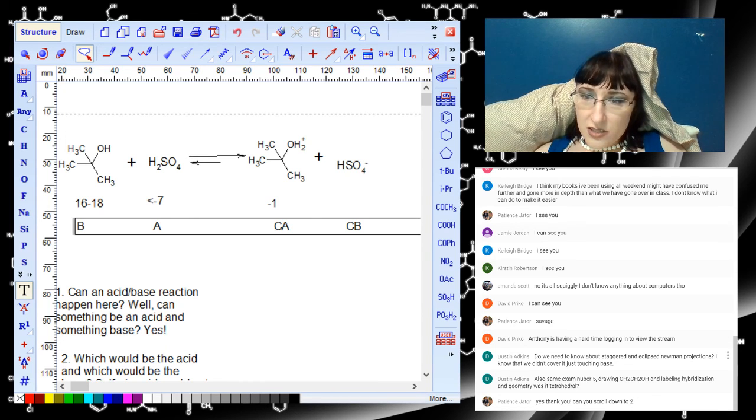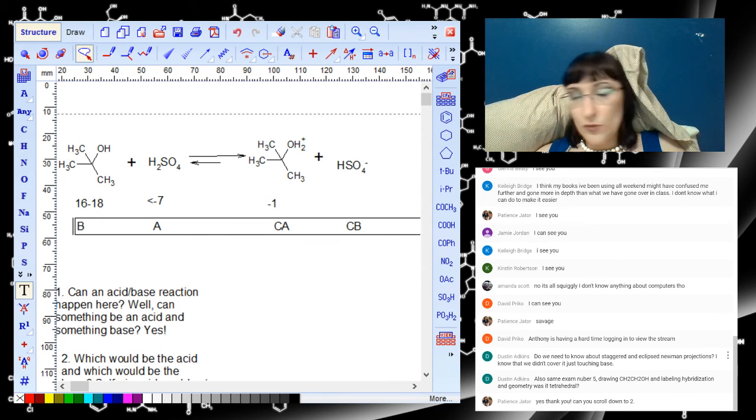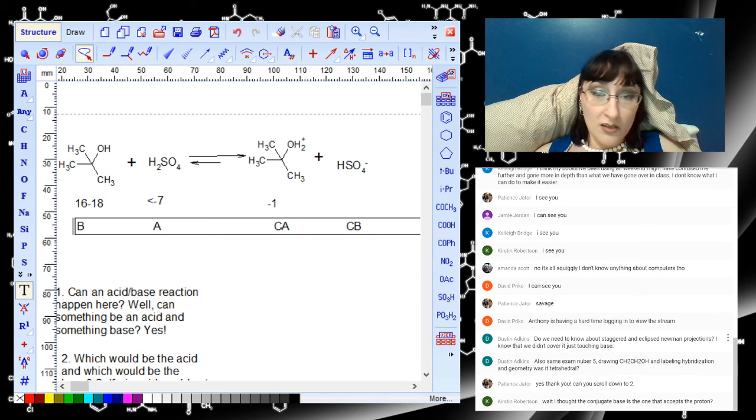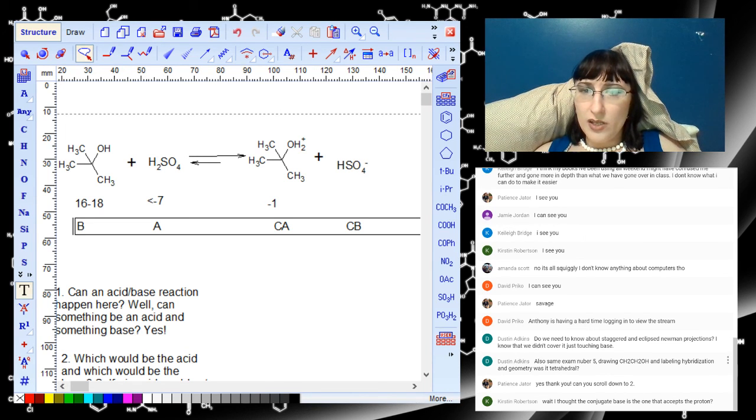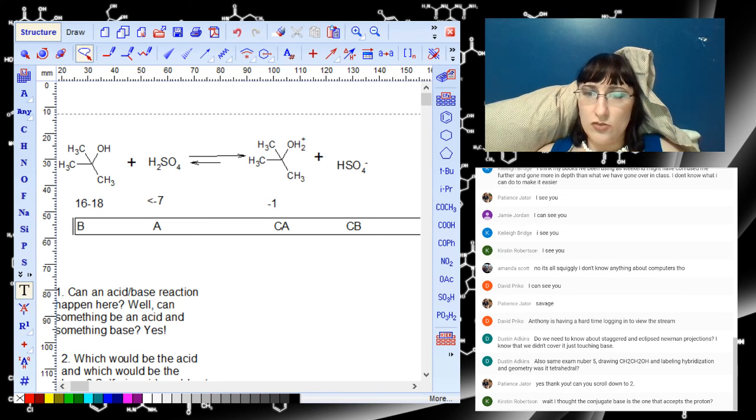Let's see, Dustin. Staggered and eclipsed Newman projections. We did not cover those. Do not study anything we did not cover in class. I am not going to give you questions on anything that we did not cover in class. Same number. Exam number 5, drawing and labeling hybridization geometry was at tetrahedral. CH2, CH2... There's a typo in there somewhere.